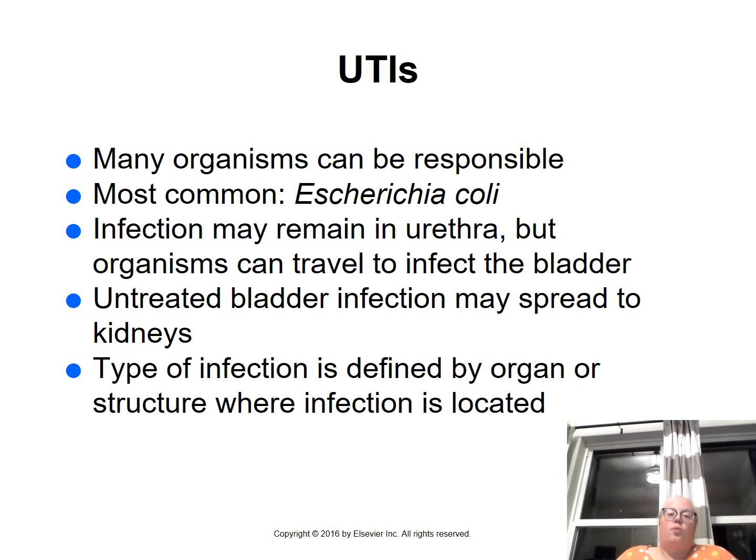Infection may remain in the urethra, but obviously can travel to the bladder and then the kidneys. And we did discuss that when we talked about different types of urinary tract infections. If those are left untreated, they will spread. The type of infection is defined by the organ or structure where the infection is present. So again, if we think the infection is just in the urethra, it's urethritis. If it's in the bladder, we call it a cystitis. And if it's in the kidneys, we call it a pyelonephritis.